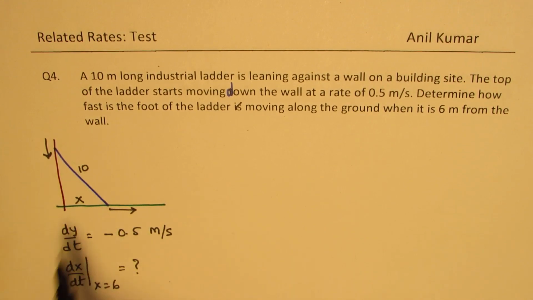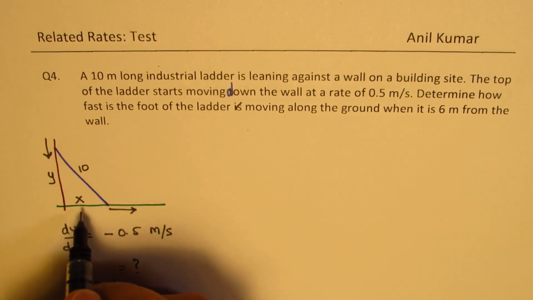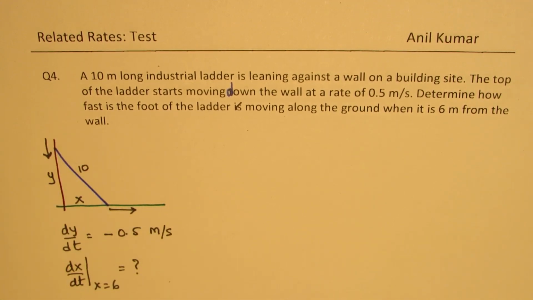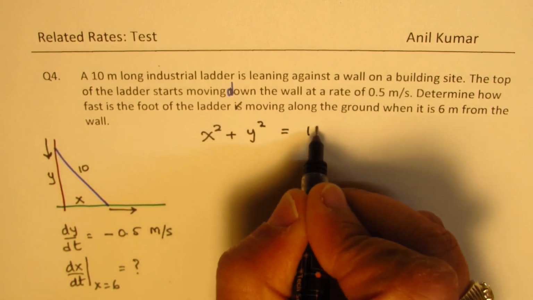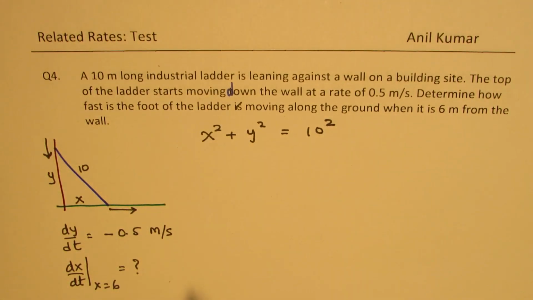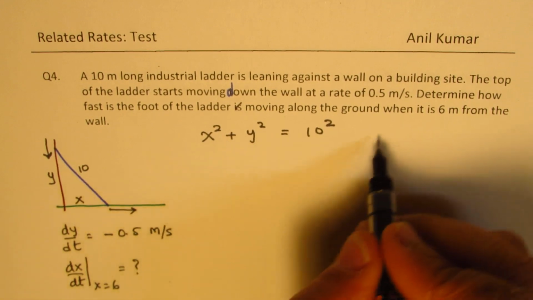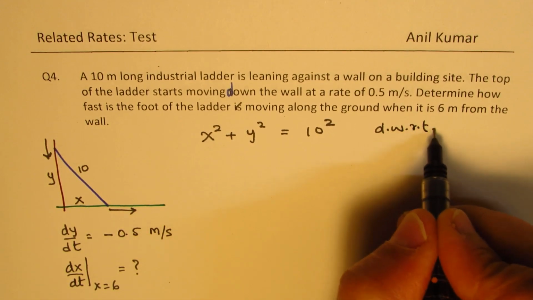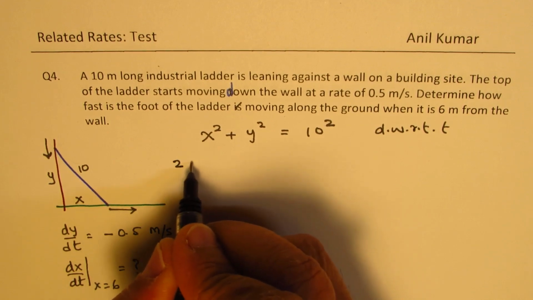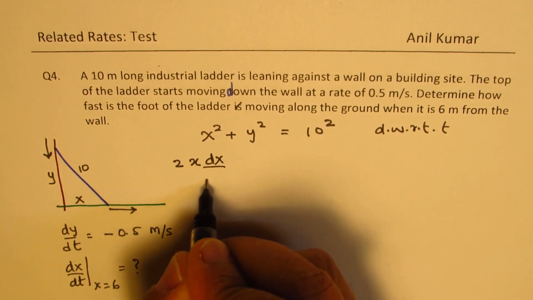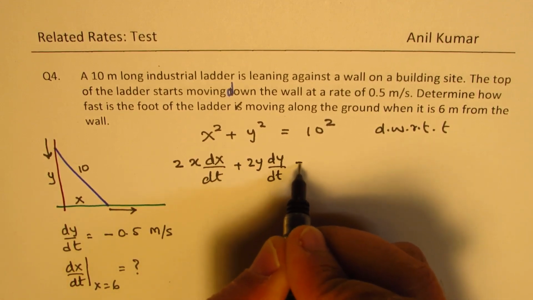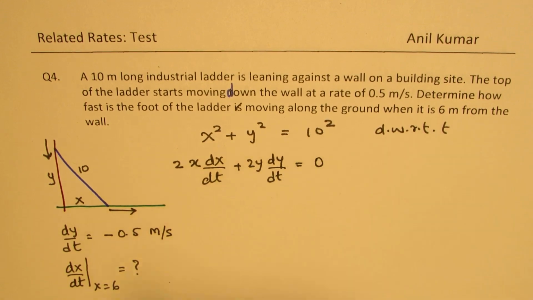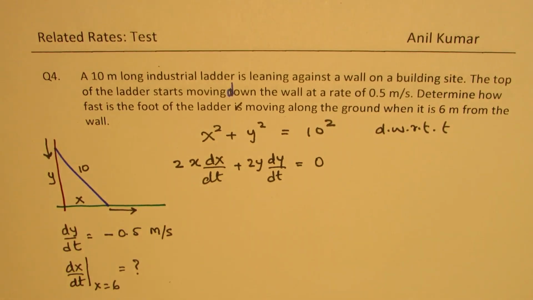So that is the question for us. Now, in this case, we are using y and x and a fixed length of 10. So the relation which connects them is x squared plus y squared equals 10 squared. We differentiate with respect to time. So we get 2x dx/dt plus 2y dy/dt is equal to 0, since the derivative of a constant is 0.